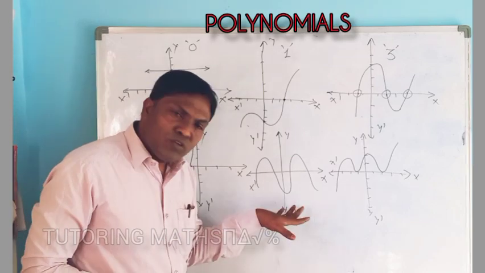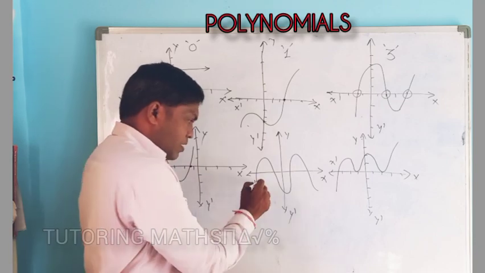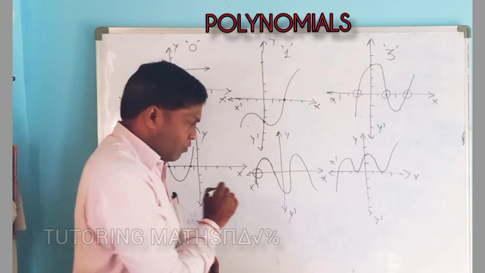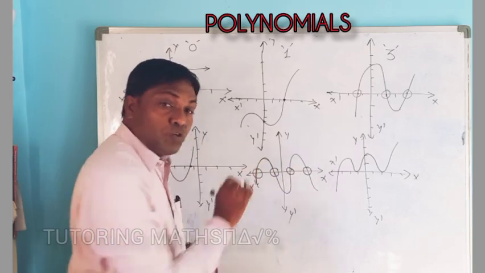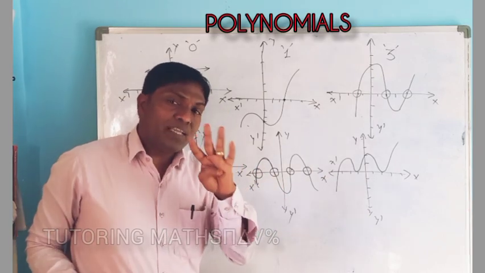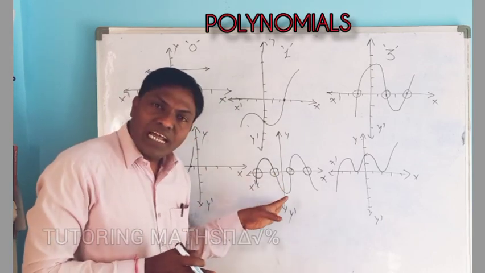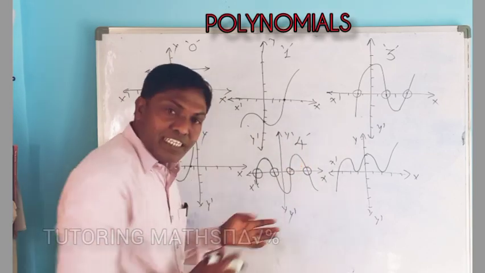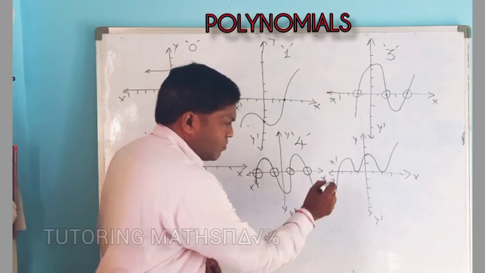That's it. And coming to the next question, observe very carefully. This graph is intersecting the x-axis 1, 2, 3, 4. Yes, this graph is intersecting the x-axis at 4 places. 4 times it is intersecting. Therefore, this graph has 4 zeros. The answer is 4. And coming to the last one, see the graph.